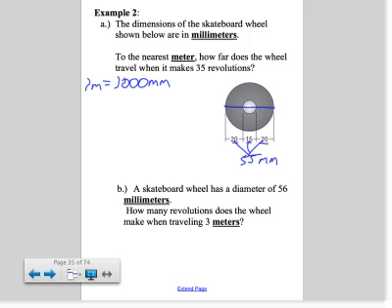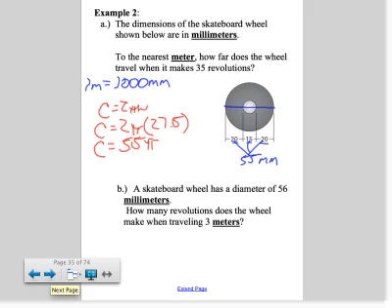So what we have here is C equals 2 pi r. Since my diameter is 55, that means that my r is half of that. So 55 divided by 2 is going to be 27.5. So I have circumference equals 2 times 27.5, which is 55 pi millimeters.